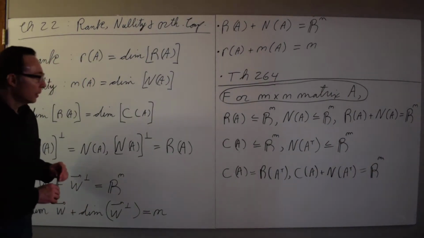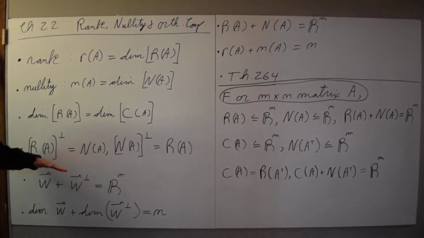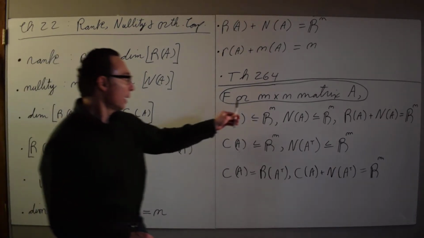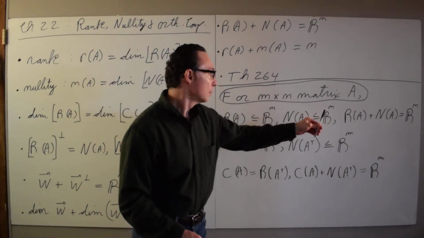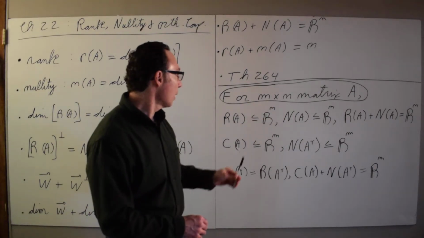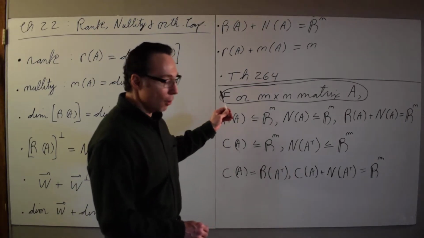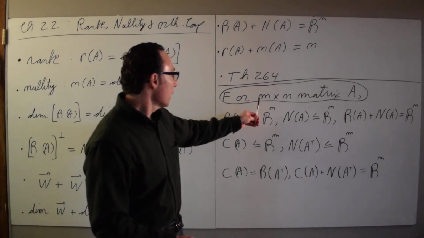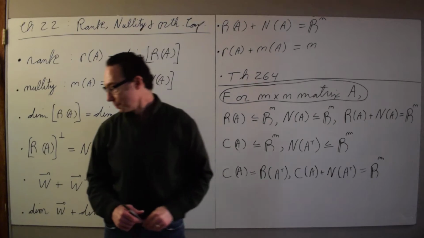Now, in everything that I'm writing here, A is an M by N matrix. So it's going to have M rows and N columns. Keep that in mind as you read everything. This is all in reference to A being an M by N matrix.